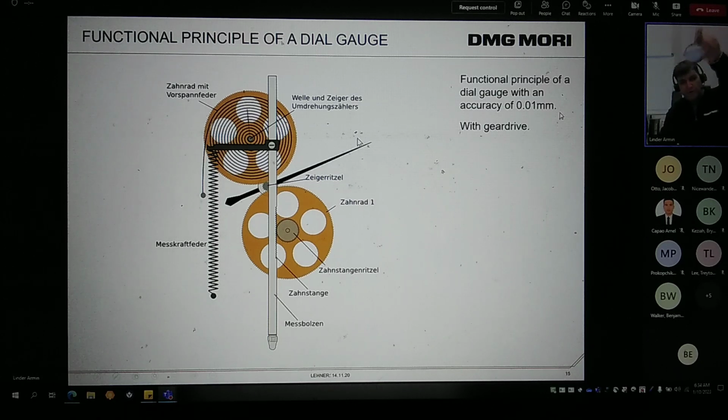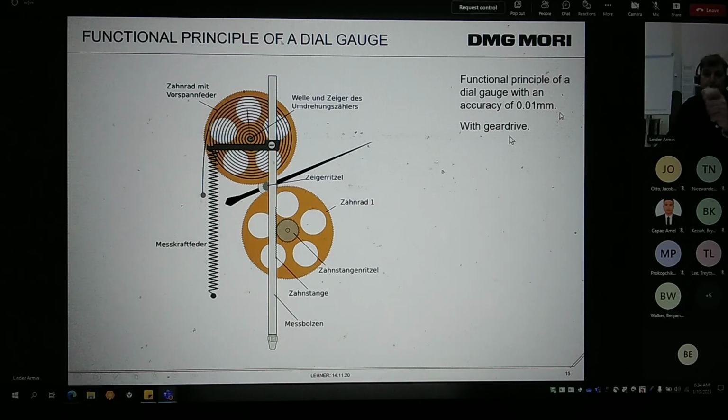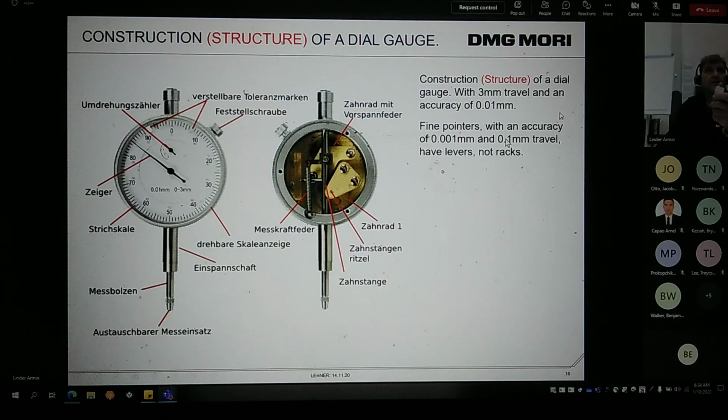That's the principle. We measure with that dial gauge 10 microns. So that's the dial gauge I show you on the camera.